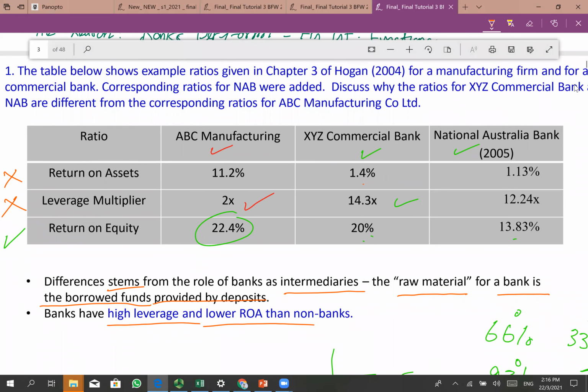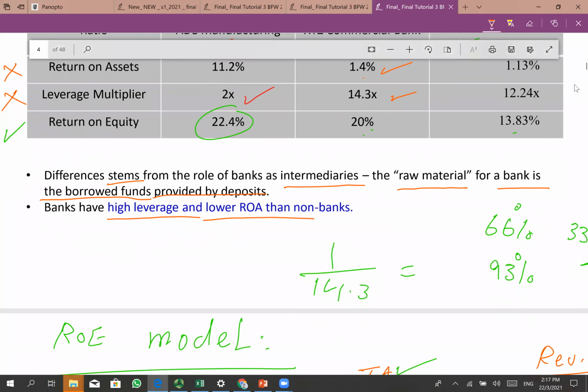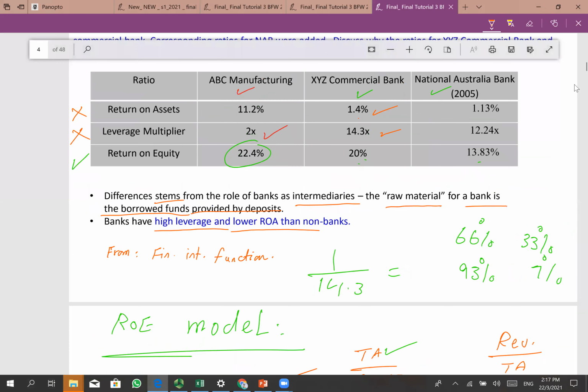High leverage, 14.3 times, and lower ROA, which is 1.4, 1.3. This stems from the financial intermediation function. Okay, I am now done with this part.